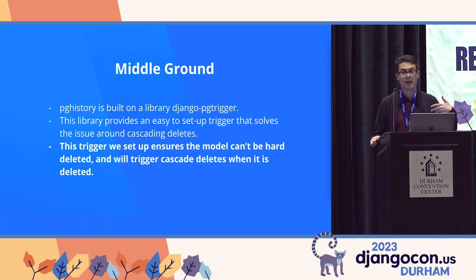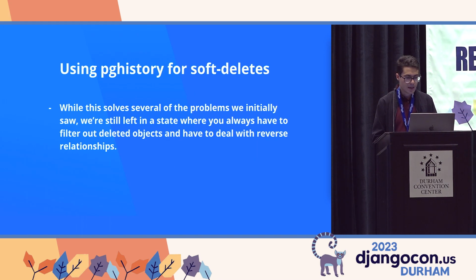Another cool thing this will do is it'll actually cascade delete other models. So if there's any model foreign keying to blog post, this trigger will still have that model be cascade deleted, which solves that problem that we saw there. But we're still left in a state where you do have to filter out the reverse relationships, which, depending on your use case, may be inconvenient.